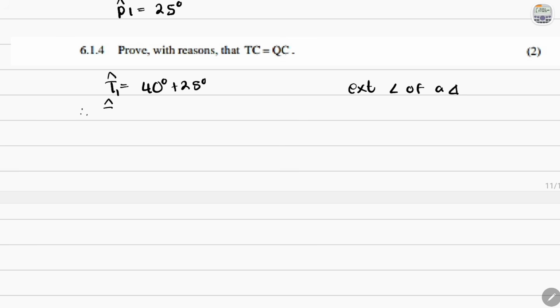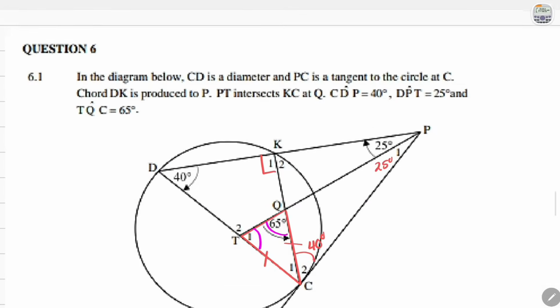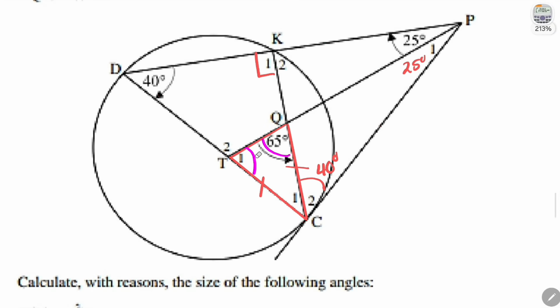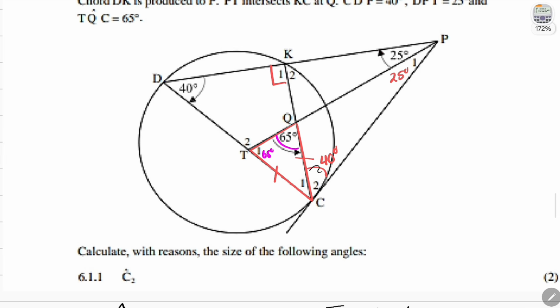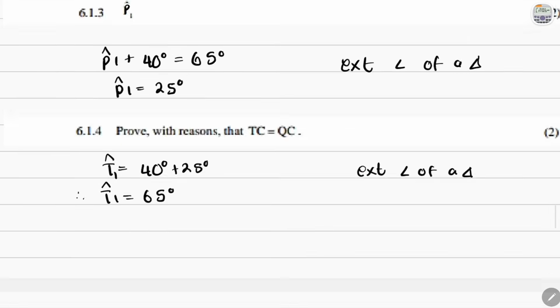And so finally, angle T1 is actually equal to 65 degrees. Okay, so we know that this is also 65 degrees. And so because they're both 65 degrees, it means this is an isosceles triangle. Therefore, these lines opposite these equal angles are also equal. So let's finally conclude. TC is equal to QC.